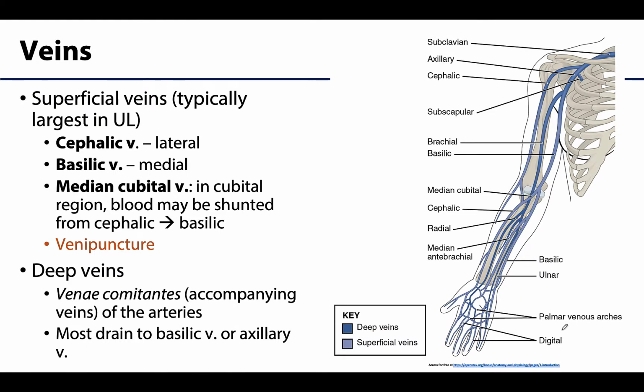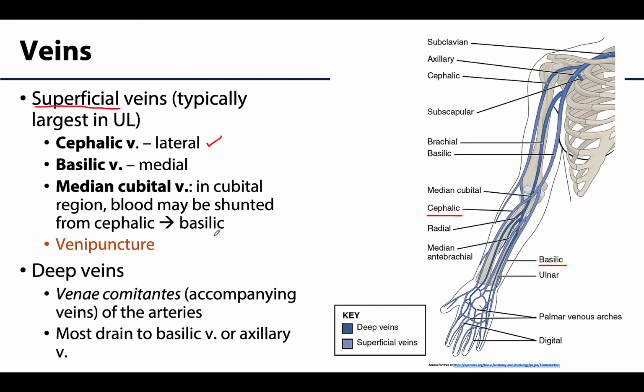Moving to veins, in the upper limb, the superficial veins, so the ones that are closer to the skin, are the dominant veins in terms of size. And as the name would suggest, these are located more superficially in position, so typically superficial to the muscles. The cephalic vein is the dominant lateral superficial vein, so you can see that here, with the basilic vein being the more medial superficial vein.